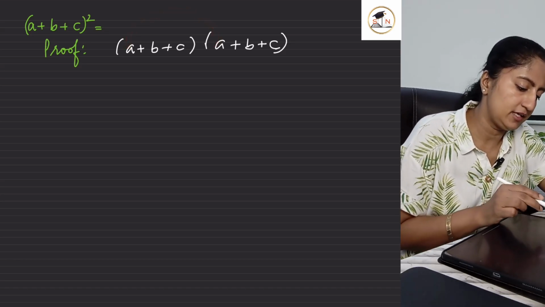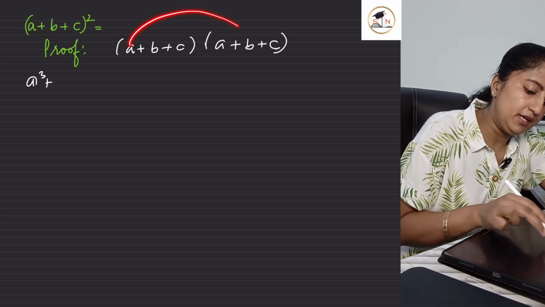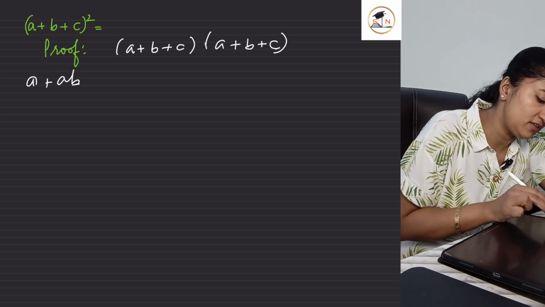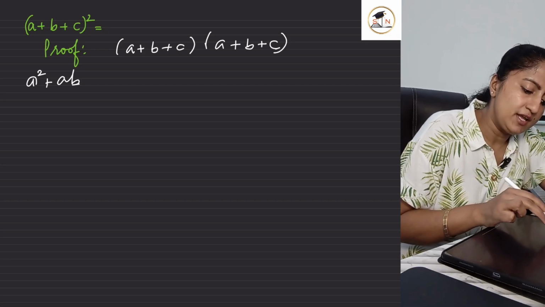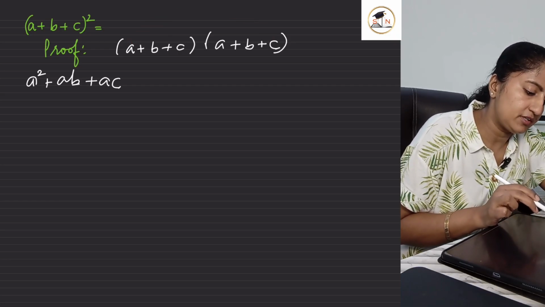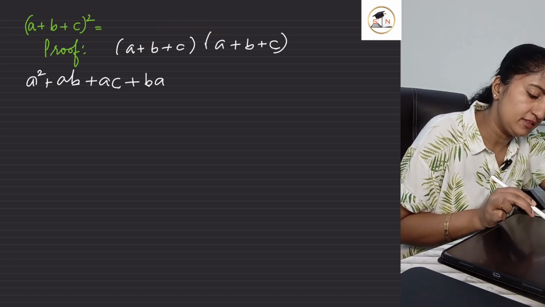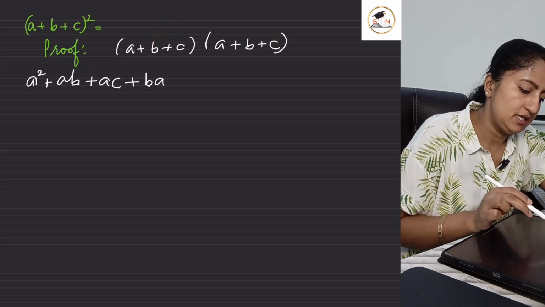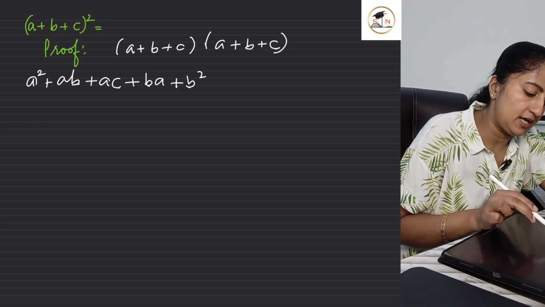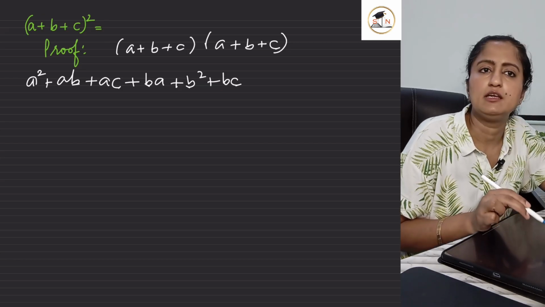A into A gives us A square. Then A into B gives us AB. Then A into C gives us AC, right? After that, B into A gives us BA. Then B into B gives us B square. And then last term, B into C giving us BC, right?